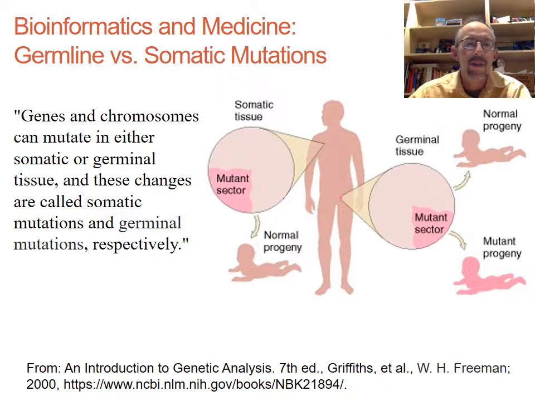In telling that story of Gleevec, we use some terms which may not be familiar. One in particular I'd like to point out is the idea of a somatic mutation. And the distinction to be made is between germline and somatic mutations. Germline means the DNA which is passed from parent organism to offspring. Somatic refers to the body and not the germline, so a mutation in a particular cell, such as a skin cell or a cancer cell. And so, as it says here, genes and chromosomes can mutate in either somatic or germinal tissue. These changes are called somatic mutations and germinal mutations, respectively.